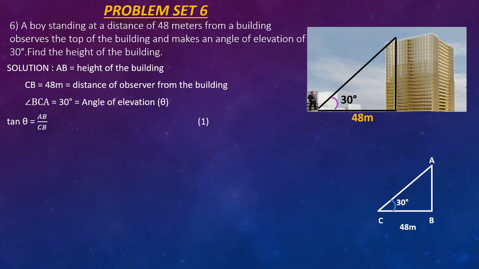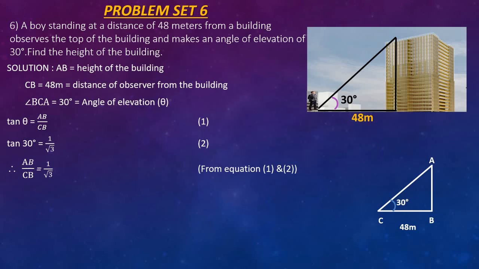Now we are going to use the tan ratio because in this triangle ABC we have the adjacent side and we need to find the opposite side, which is AB, the height of the building. Tan theta is opposite upon adjacent, which is equal to AB upon CB. The value of CB we already know and theta is 30 degrees. Let us consider tan theta is equal to AB upon CB as equation 1 and tan 30 degrees is equal to 1 upon root 3 as equation 2.